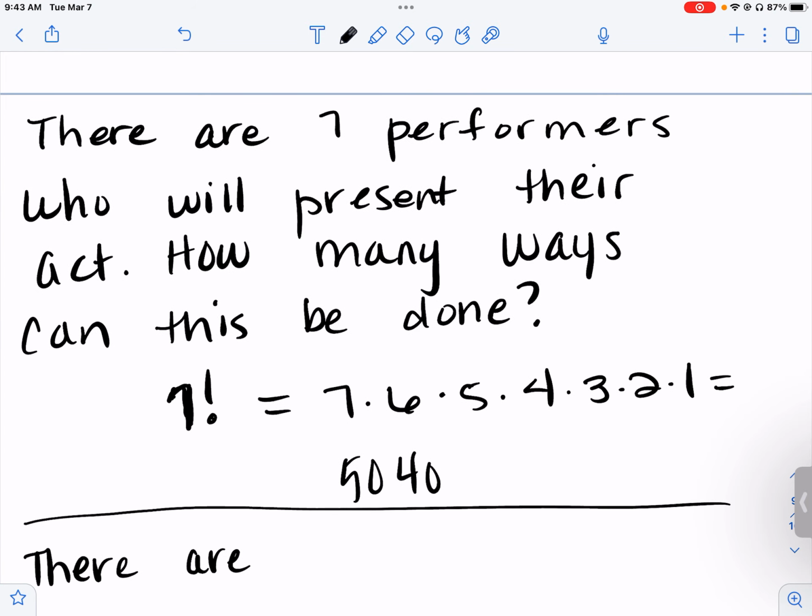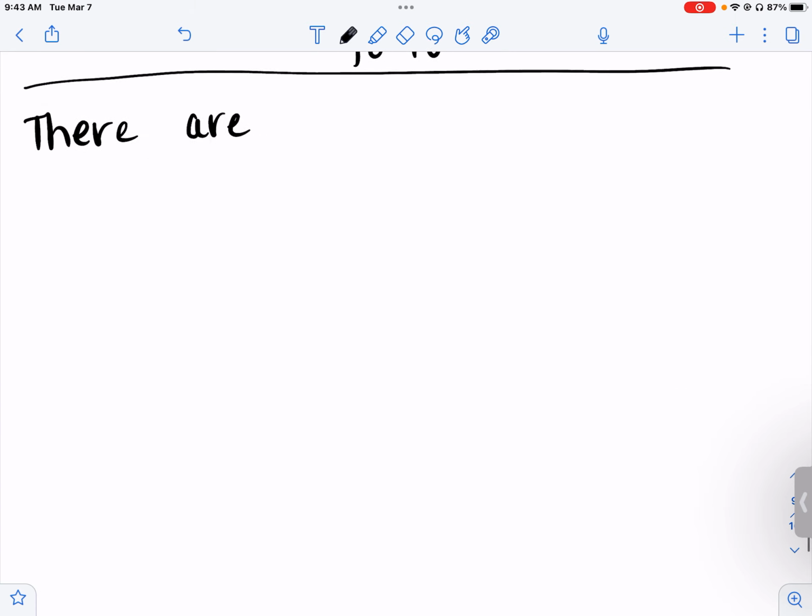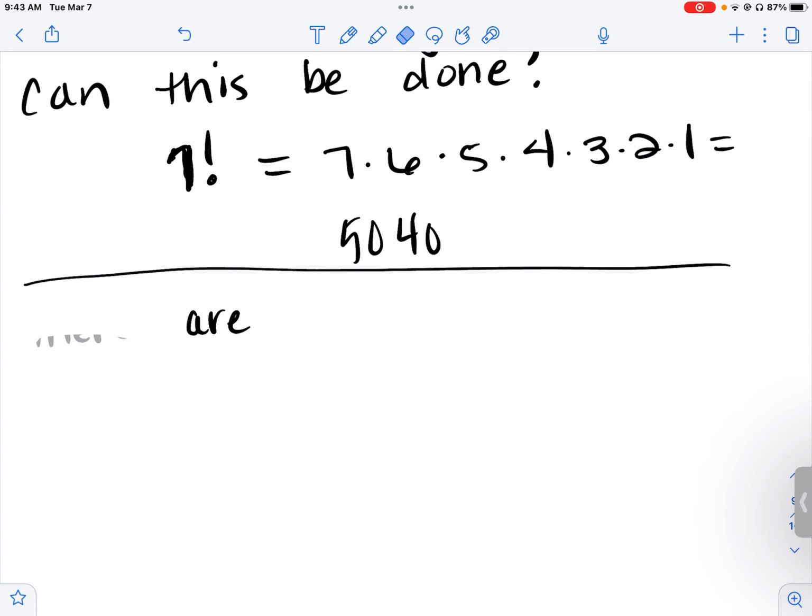There are 7 performers who will present their act. How many ways can this be done? Well, that's 7 factorial because we're arranging all 7 of them. We're not just picking some. Okay, and that is the end of that lesson.